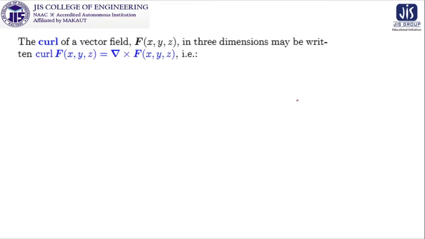So the curl of a vector field f(x,y,z), it is very much clear that this f is a vector field, and we have taken it in 3 dimensions. It can be written as curl f(x,y,z), which is nothing but del cross f(x,y,z). It is not usual multiplication, it is vector multiplication, the cross product.